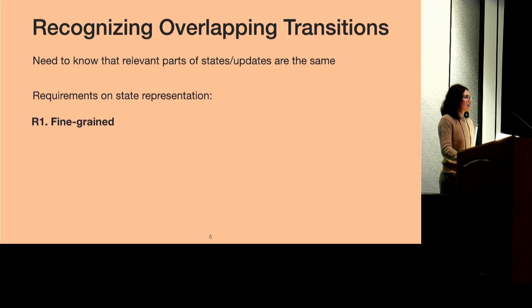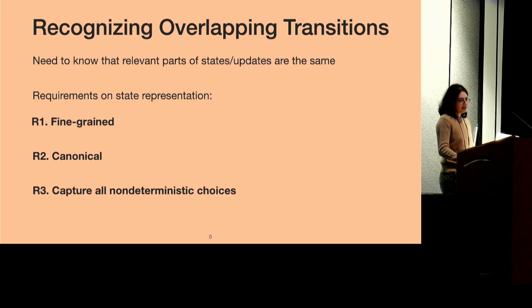First, we need that it is fine-grained so that we can actually inspect parts of the states. Second, we need that it is canonical, so that when we're checking that parts of the states are the same, this amounts to a simple and efficient syntactic check. And finally, we need that this captures all of the non-deterministic choices in the system, because we're trying to explore all of the behaviors in the system. So I'll talk about each of these in turn, starting from the bottom.